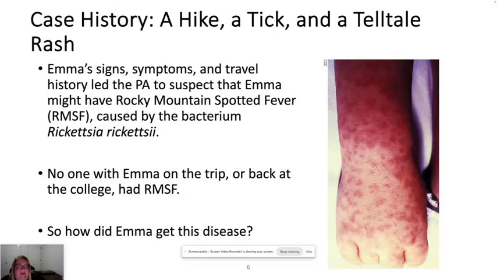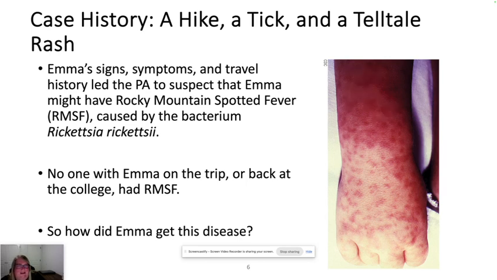Okay, so this disease is caused by a specific bacteria. It is caused by Rickettsia rickettsii. The next thing the PA does is have Emma get a hold of the friends she went on the trip with and everyone she's come in contact with since she got back from North Carolina, and ask them if they have any of the signs and symptoms that she has.